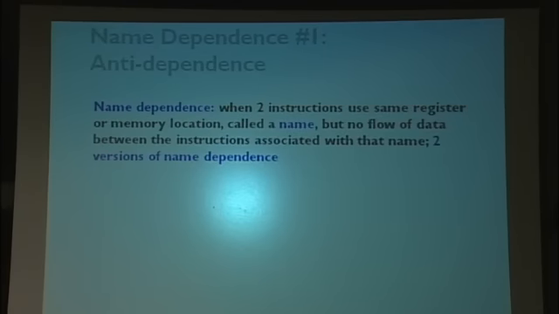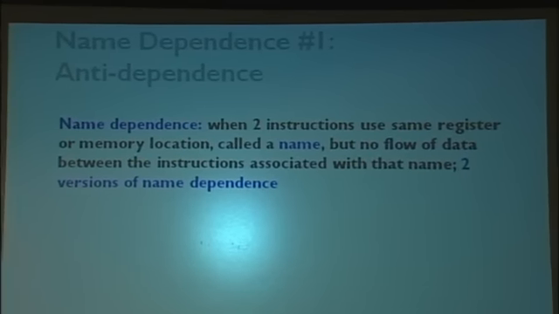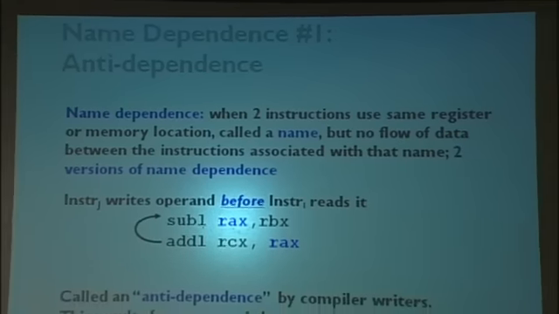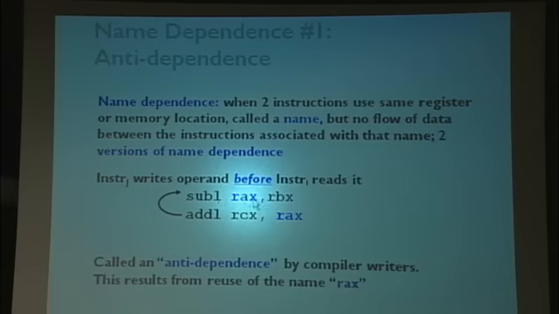The next type of dependence is called name dependence. There's the dependence called anti-dependence. Basically, two instructions are using the same register, and because of that, I can't start using the register until the other one finishes with it. So in here, I am subtracting RAX and RBX and putting the value in RBX. And here I am adding RCX to RAX and putting the value in RAX. The problem here is I cannot modify RAX before the first instruction has read the value.